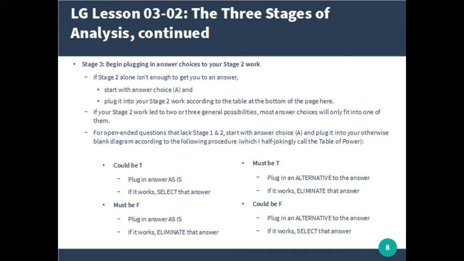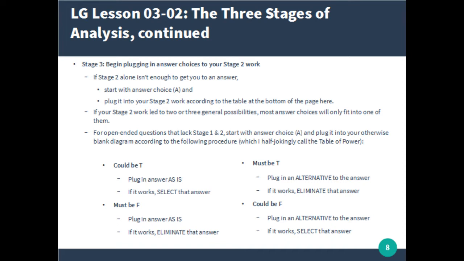If a question ends in could be true and you are on stage 3, what you do is you plug in the answer choice as it's written. If it works, then you end up selecting that answer. If it doesn't, of course, you don't pick it, you move on to the next one, and you go on until you find one that does work. A very similar process for must-be-false questions. Again, if you've done stage 1 and stage 2 for a must-be-false question and you still need to work on stage 3 at this point, then what you do in stage 3 is you take the answer choice, plug it in as it is, as it's written, and if it works, then you eliminate that answer.